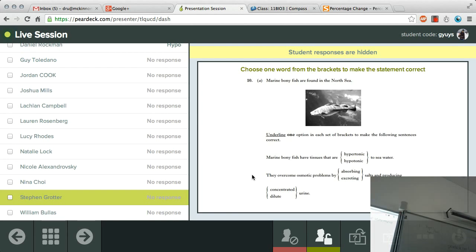Give me a sec. Concentrated or dilute. So I'll go through it again. You've got to choose one word from each of these 3 pairs. Marine bony fish have tissues that are hyper or hypotonic to seawater. So think of osmosis, think of where the high concentration is, where the low concentration is. They overcome osmotic problems by absorbing or excreting salts and producing concentrated or dilute urine. Pick the 3 words that you think best describe those little fishies.